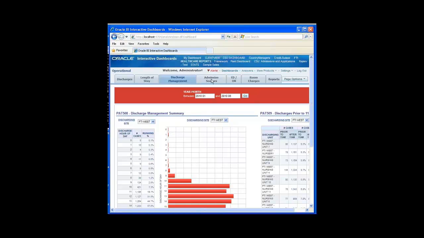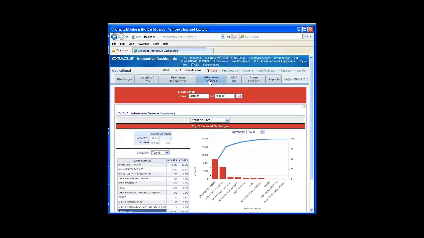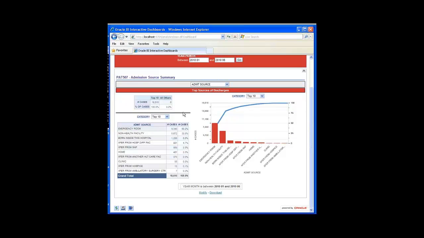As far as admission sources go, so again, I have a 6-month window, and I'm looking at where this is summarized by admit source, where my patients are coming from. So I can see that 50% of my patients are admitted from the ED. Okay, so when I look at my inpatients. And over to the right is a graphical representation of that, so I can see the number of cases and the percentage represented in the blue there. So it's just a Pareto chart there.